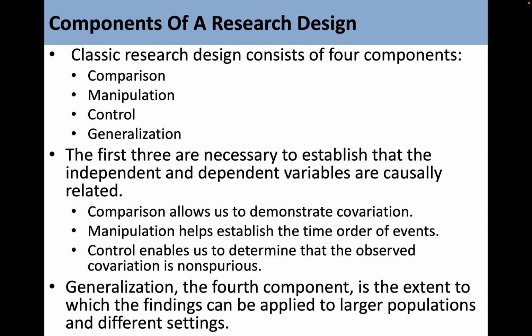Classic research design consists of four components: comparison, manipulation, control, and generalization. The first three are necessary to establish that the independent and dependent variables are causally related. Comparison allows us to demonstrate covariation. Manipulation helps establish the time order of events. Control enables us to determine the observed covariation as non-spurious. Generalization, the fourth component, is the extent to which the findings can be applied to larger populations in different settings.